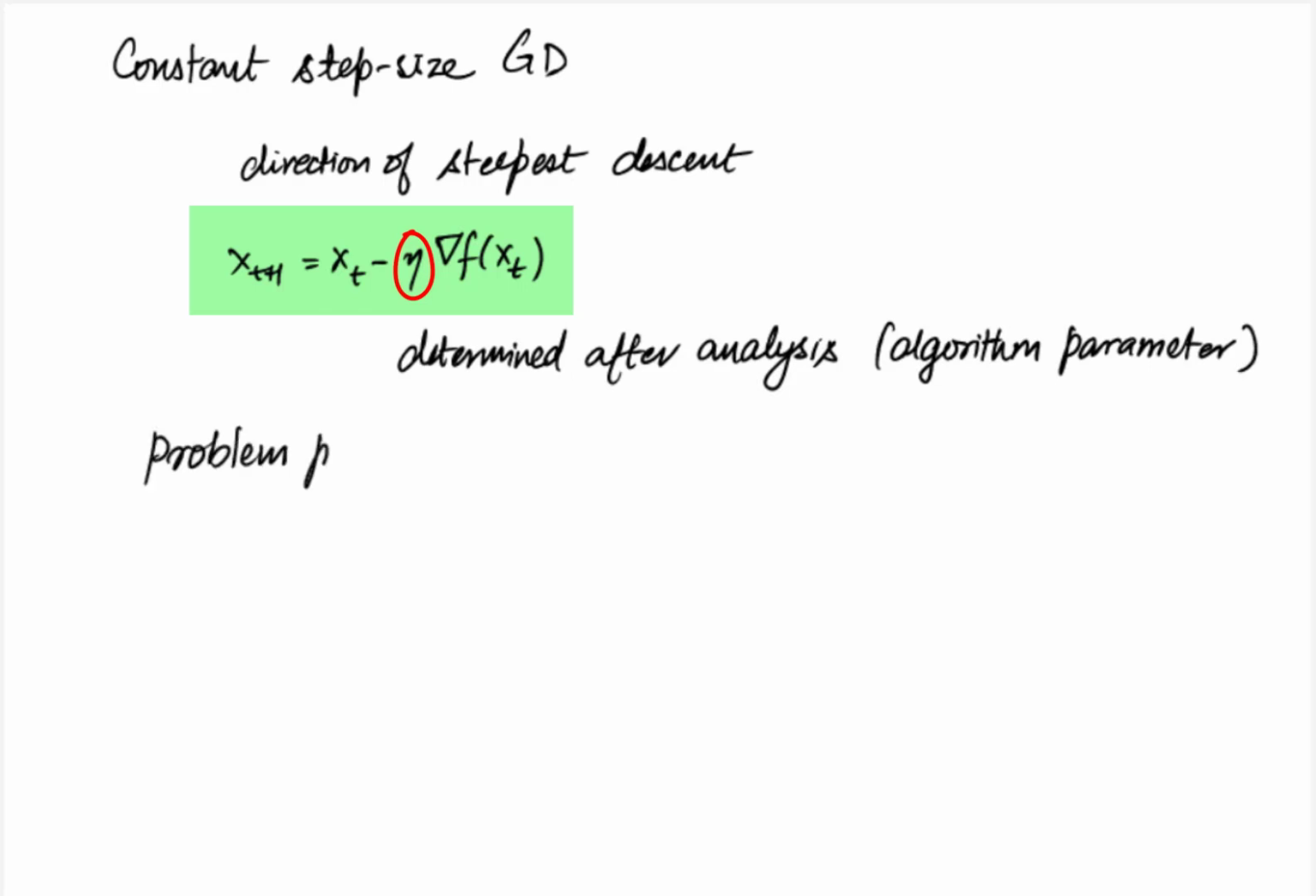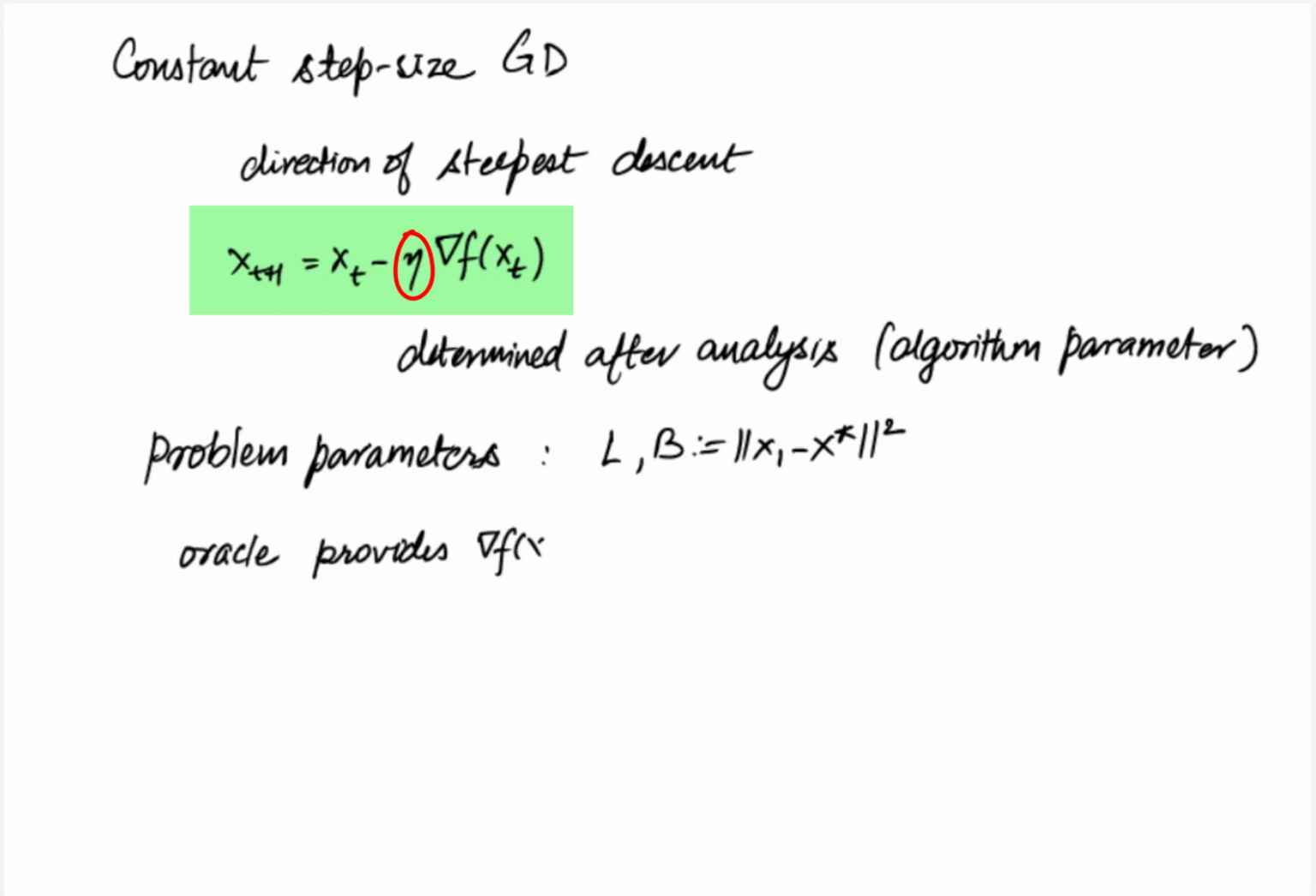This is in contrast to the problem parameters L, that is the smoothness parameter, and B, which is the distance between x_1 and x star, or the initial distance to the optimum. We begin with stating the required oracle complexity result. Recall that we are operating within the oracle complexity framework, where the oracle gives us the gradient and the algorithm performance will be specified as the number of oracle calls required to reach epsilon close to the optimum solution.